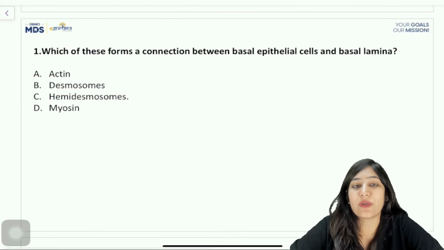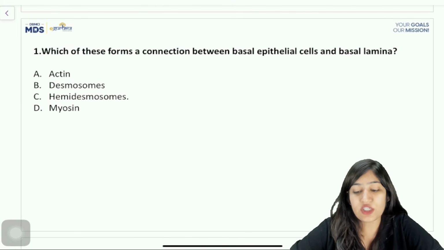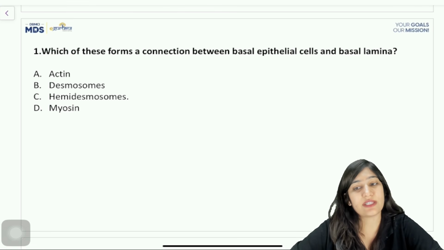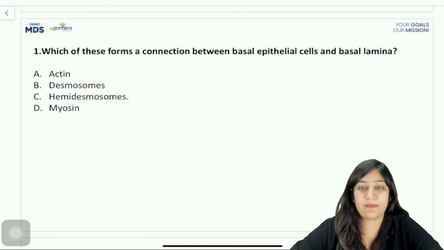Coming to our first question. Which of these forms a connection between basal epithelial cells and basal lamina? Is it actin, desmosome, hemidesmosome, or myosin? What will be the correct answer here?